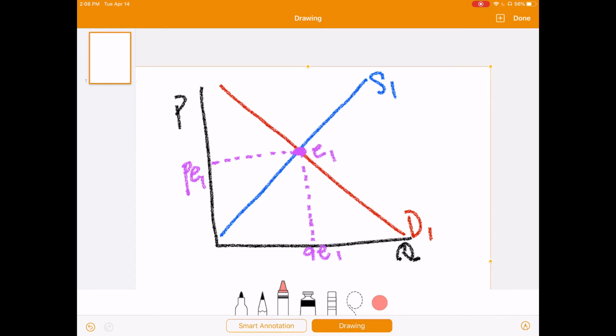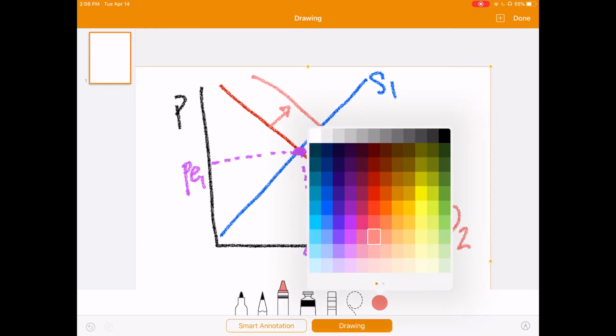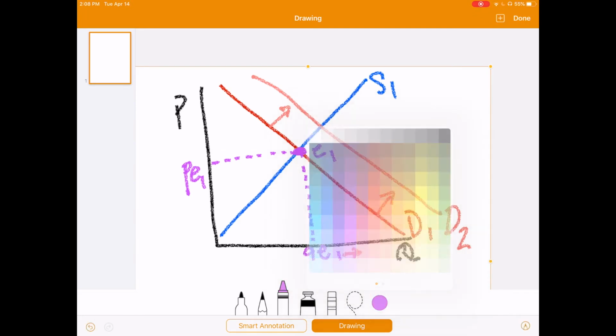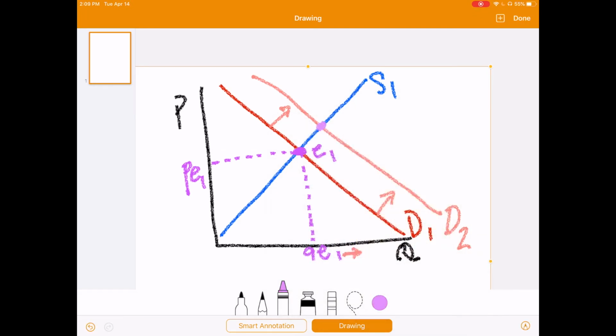If you remember what I said the last few days, an increase is always a shift to the right. So I'm going to look at demand, I'm going to look at the quantity axis, and I know I'm headed this direction. So I'm going to draw my arrows, showing a shift to the right. I'm going to label it now as D2, and label my new equilibrium E2.